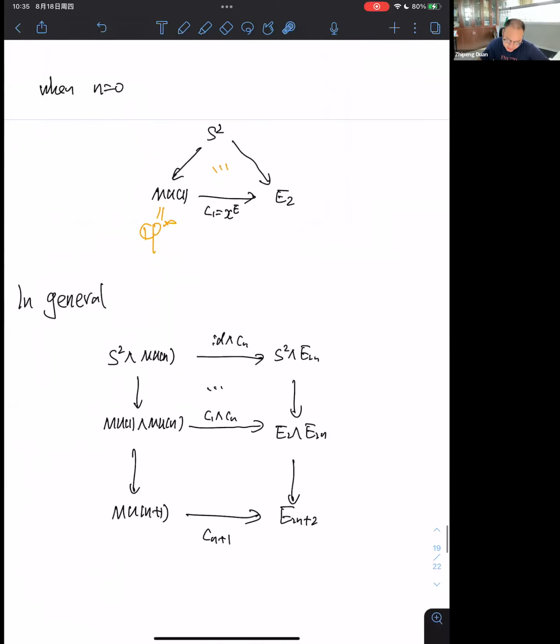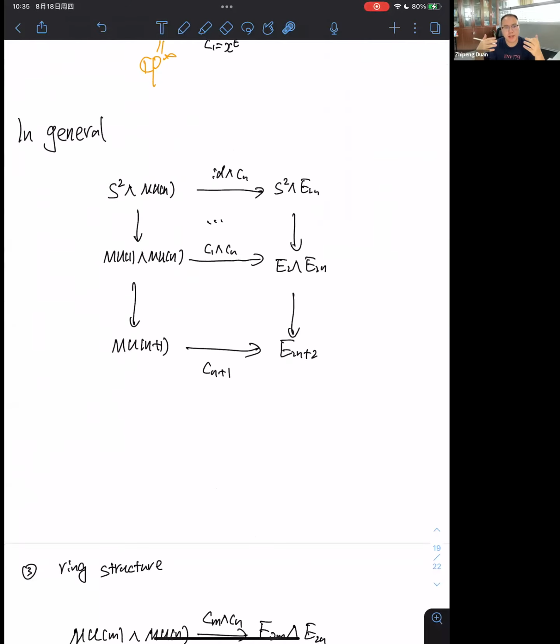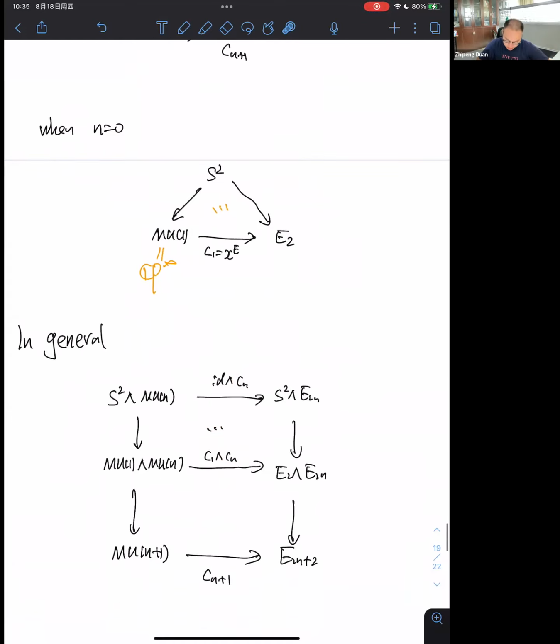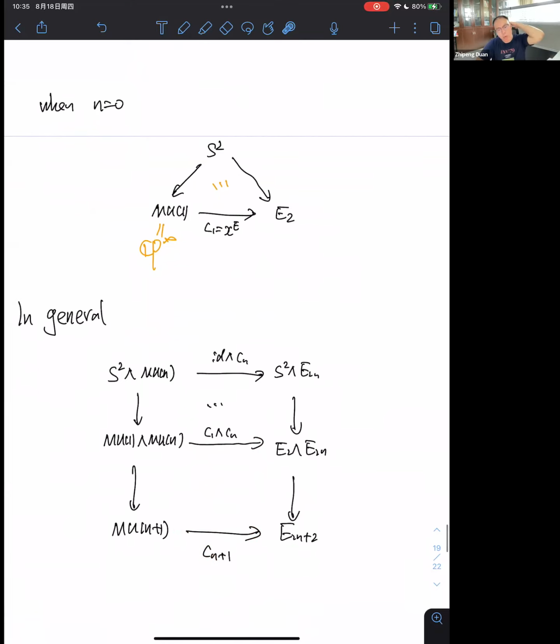And then for the general case, let's consider the following diagram. Our diagram here is actually a composite of these two diagrams. This diagram is actually the triangle diagram smashed with the Thom class Cn. So the top square actually commutes up to homotopy. And for the bottom square, the middle map is C1 smash Cn, and the bottom map is the Thom class Cn plus 1. And why does the bottom square commute?